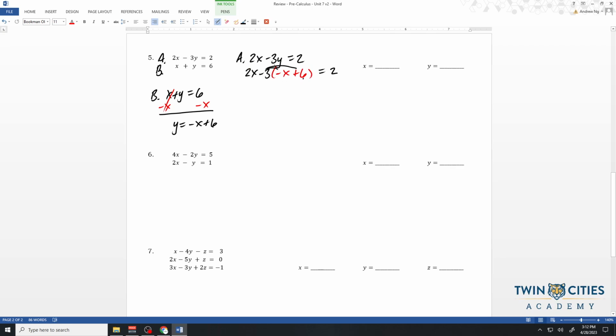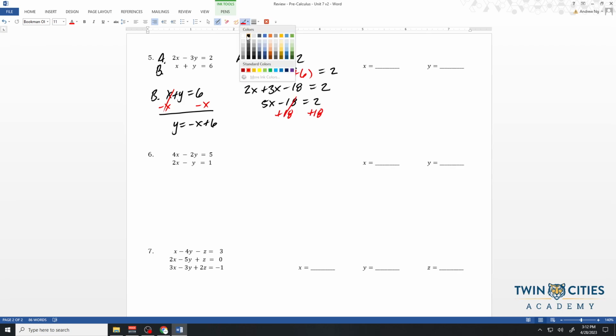Let's distribute this negative 3. 2x plus 3x minus 18 is equal to 2. 5x minus 18 is equal to 2. Let's add 18 to both sides. 5x is equal to 20, and then divide both sides by 5. So x is equal to 4.